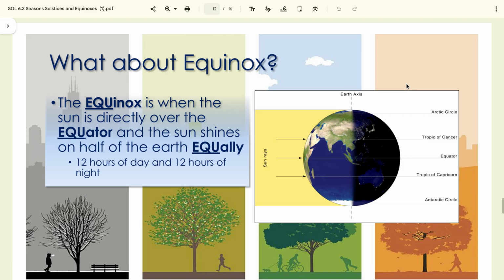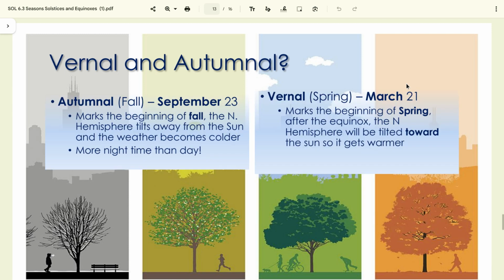Now let's talk about an equinox. Equa, like equal. This is when the sun is right over the equator and shines on half the Earth equally. These are the days that are exactly half and half: 12 hours of light, 12 hours of dark. Equa for equal, because it's 12 and 12. There are two of these: vernal, which is spring, and autumnal, which is fall.